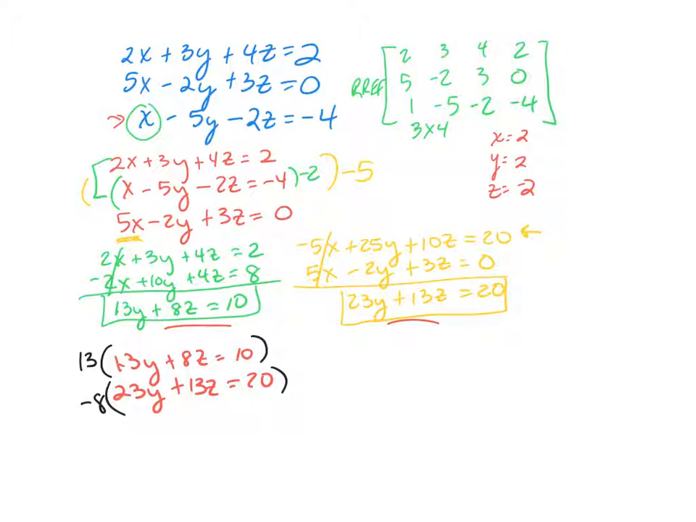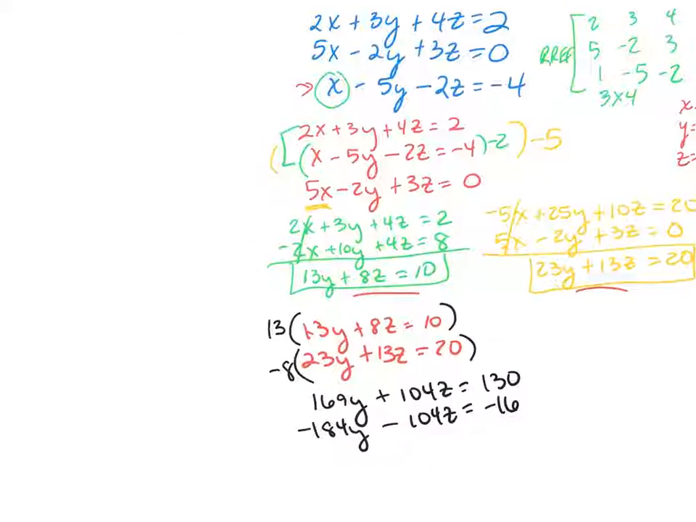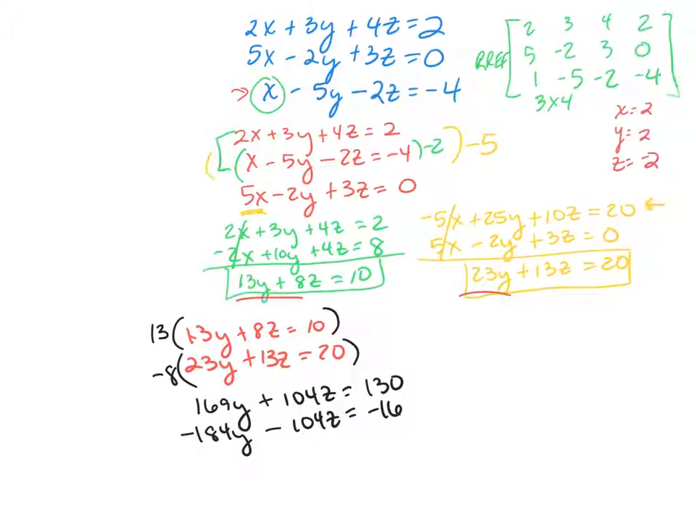So I have 169y plus 8 times 13, 104z equals 130, and then I have -8 times 23, -184y minus 104z equals -160. Got it? And when I add those together, oh, what am I doing?